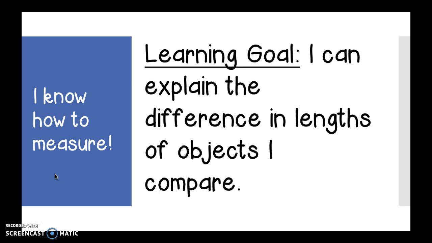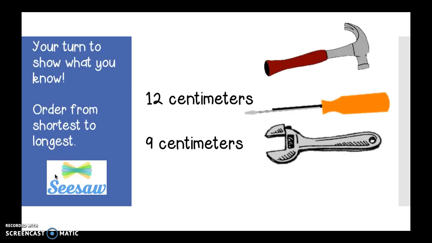We've done that in a whole bunch of different ways today. Friend, for your Seesaw video, it's going to be your turn to show what you know. I'm showing you 3 objects, and I already have measured them, so I already know how many centimeters long they are. I want you to order them from shortest to longest. So you're going to start with the shortest object and go to the longest. I want you to go ahead and draw 3 lines underneath it and then put them in order.